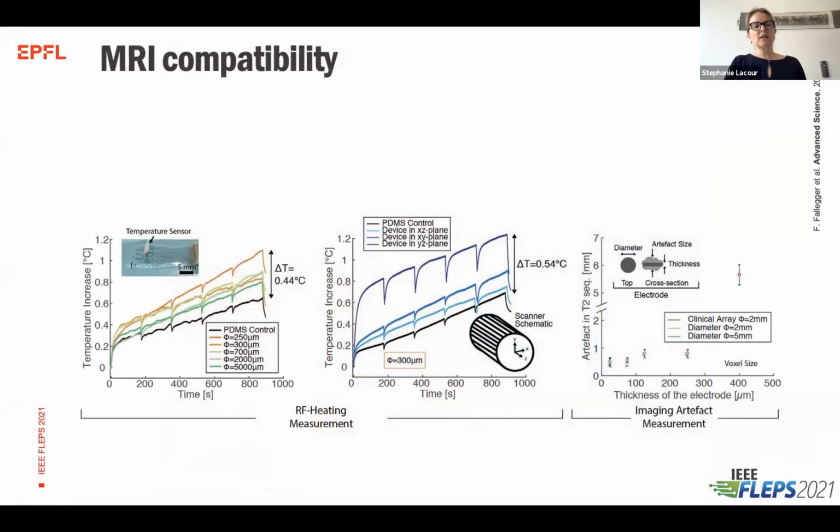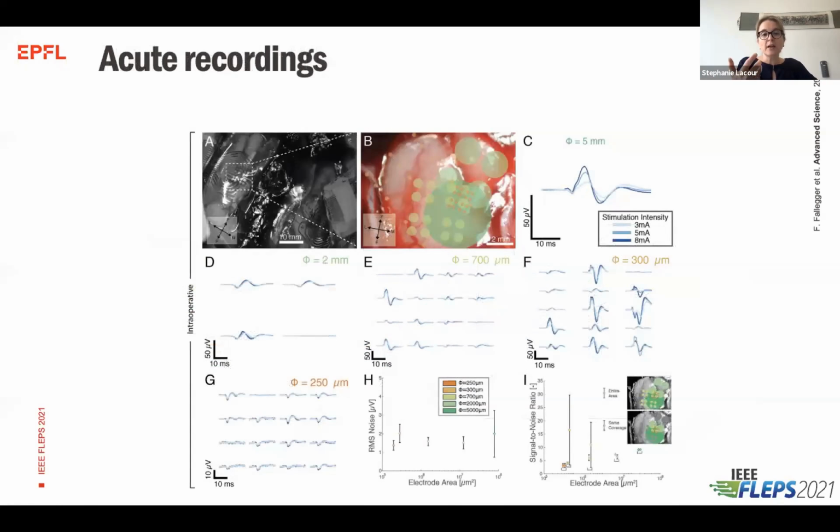So we also checked whether, in terms of MRI compatibility, we had no extensive heating, and this is summarized in this graph. Just because I'm looking at the time, I just want to go to the next set of slides, where we actually use these devices to verify their functionality in acute recording.